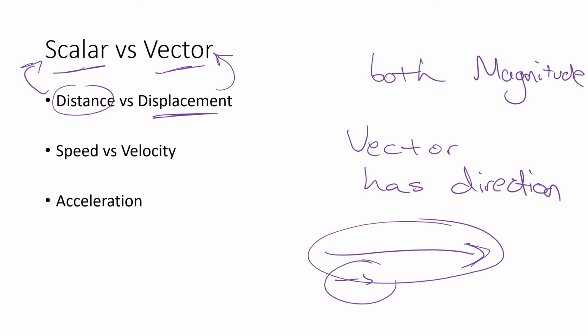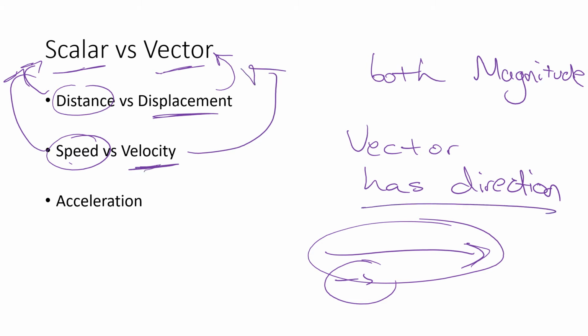In the same way, speed versus velocity. Speed is a scalar, whereas velocity is a vector. Velocity, again, has direction. Speed does not. Then finally, we have acceleration, which is also a vector.